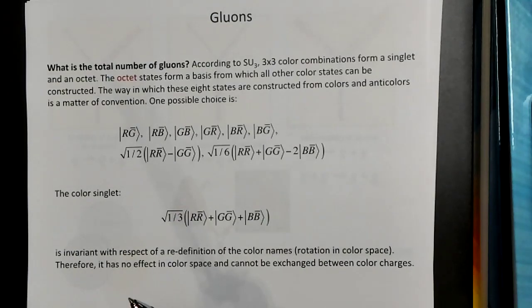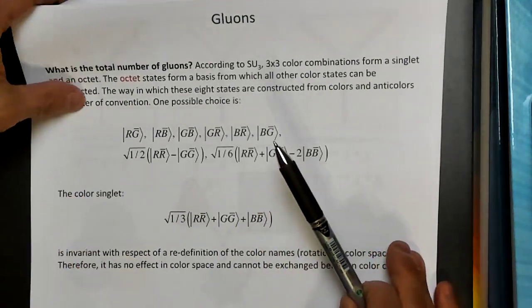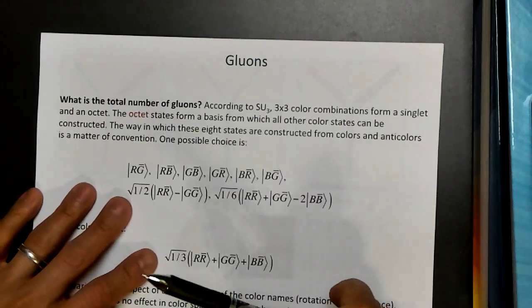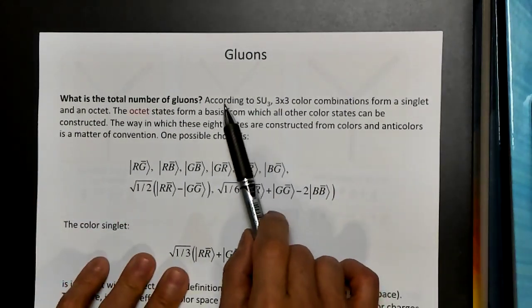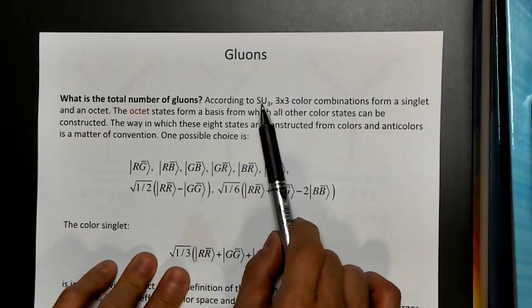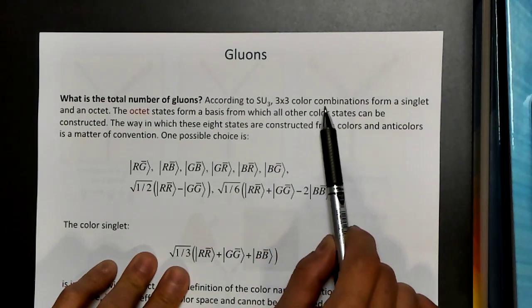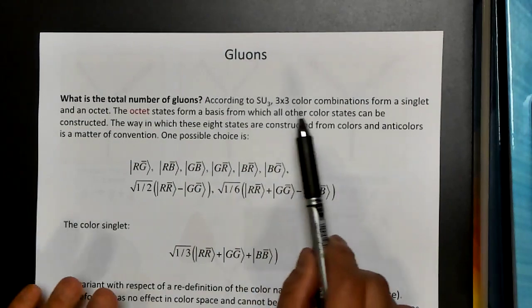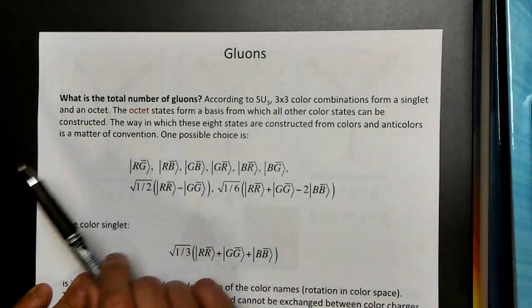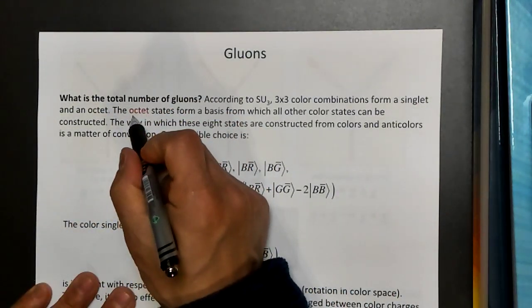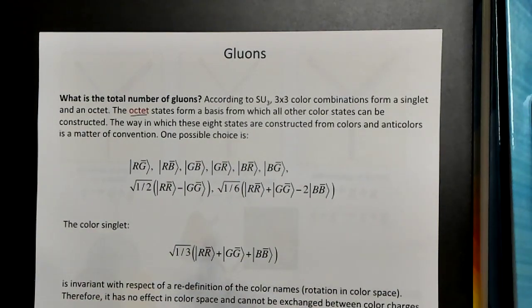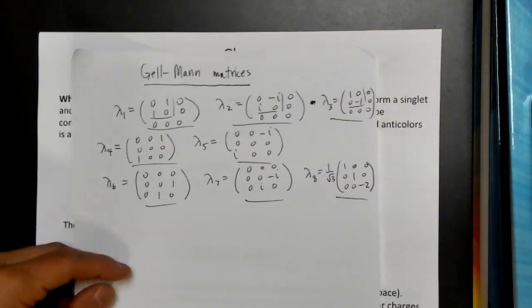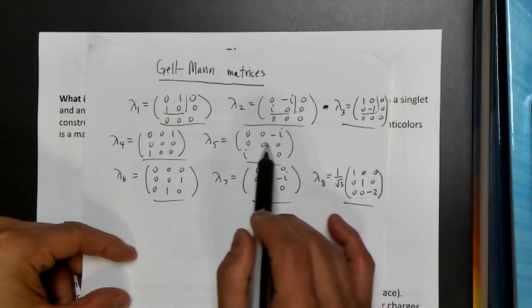Okay, so this is what we've just discussed. So what is the total number of gluons? We just went through this according to the group SU(3). These 3x3 color combinations form a singlet and an octet. The term octet refers to the set of 8 of these elements.